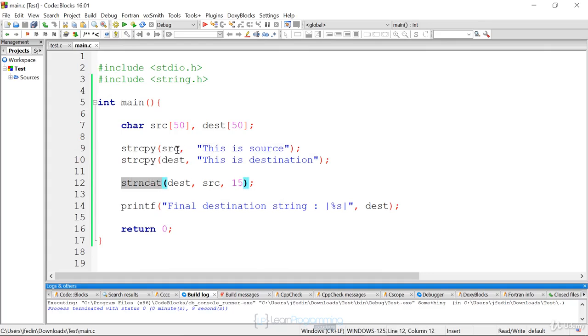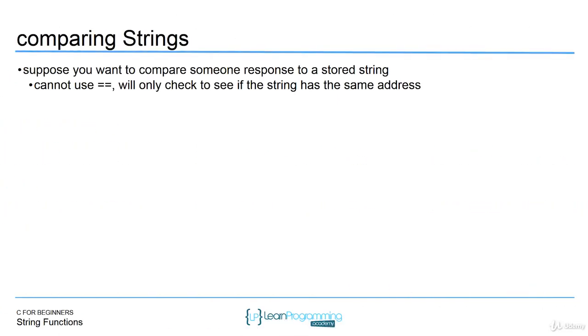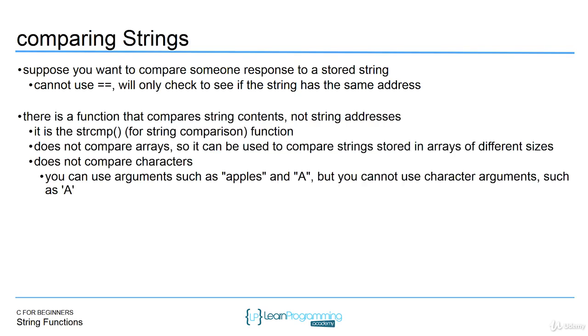Let's talk about strcmp, string compare, which I keep accidentally saying instead of strcpy. So for comparing strings, we have to also use a function. If you want to compare one string to another, you can't use double equals. That only checks for references, whether or not you have the same address. So what you need to use is strcmp. This is going to compare the string contents. It does not compare the arrays, so it can be used to compare strings stored in arrays of different sizes.